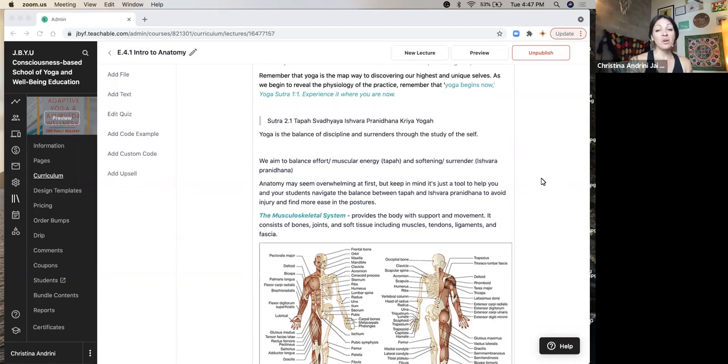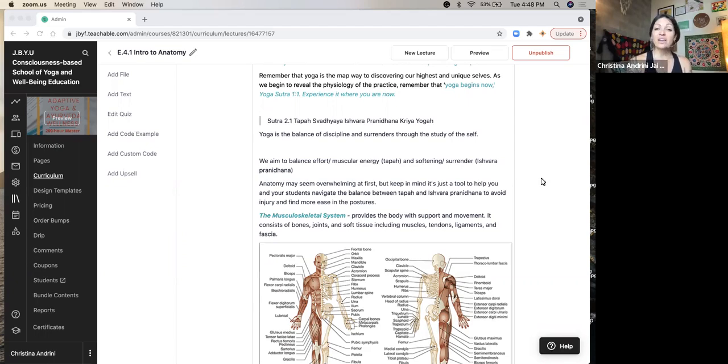Anatomy may seem overwhelming at first, which we've touched on before, but I really want you to keep in mind that it's just a tool to help you and your students navigate that map, that balance between tapas and Ishvara Pranidhana, and to avoid injury and to find more ease in all of the postures, steadiness and comfort, sthira and sukham. So I want you to take this time to read over the following material, and you can also listen to the audio and utilize the type of practice that serves you best.